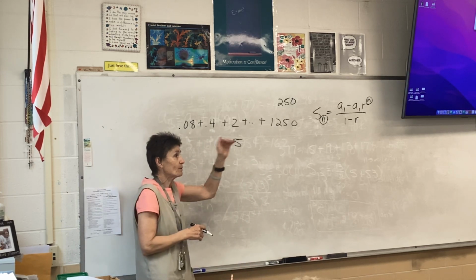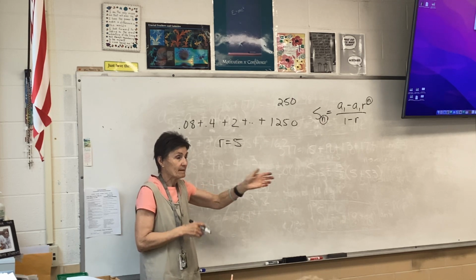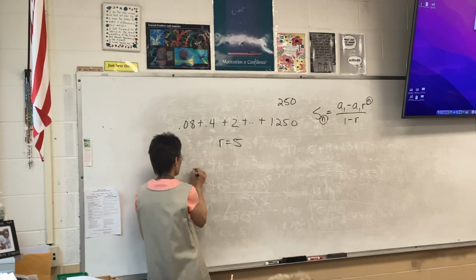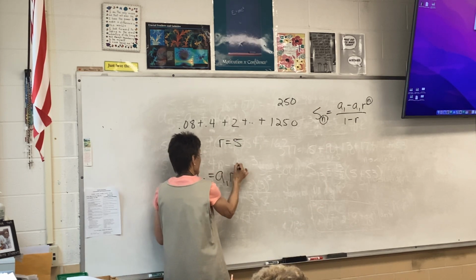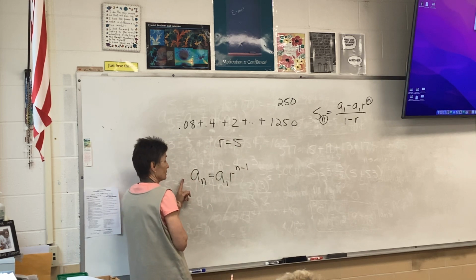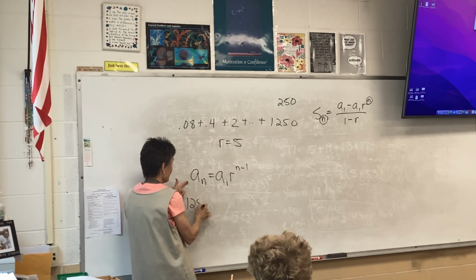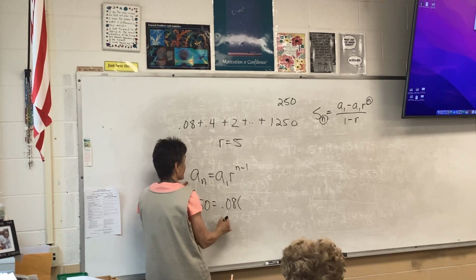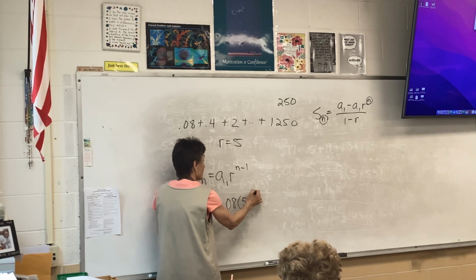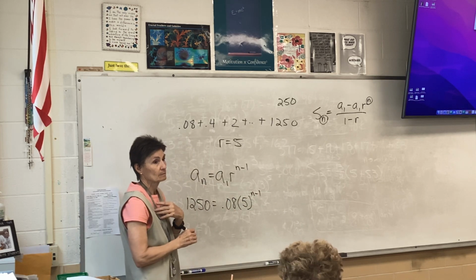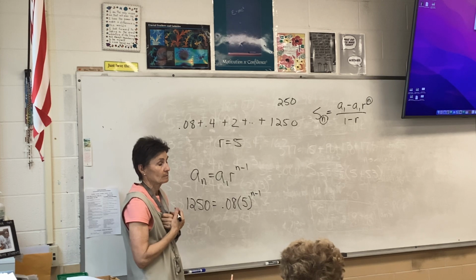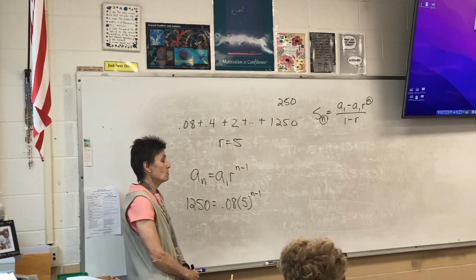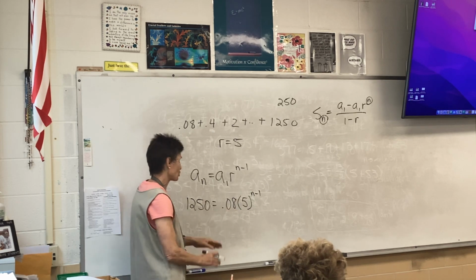So, what did I do in the last problem when I needed more information? I went back to the other formula. So, here's my other formula for geometric. 1250, try to hang on guys, we're running out of time. 1250 is 0.08 times the ratio to some power. I'm trying to figure that out right there. So, any ideas how we might start that problem?